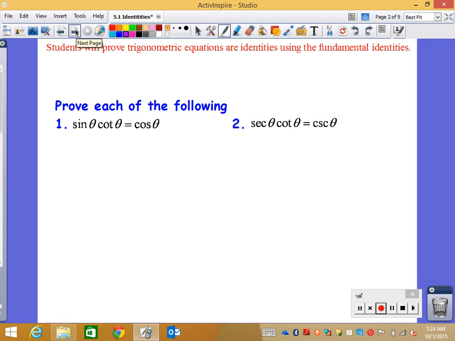We need to prove that sine theta times cotangent theta is equal to cosine theta. Remember, when we're proving identities, we draw a line down and we cannot touch this right-hand side. We can only mess with the left. Well, using my reciprocal identity, let's write cotangent as cosine over sine. Now remember, since we're multiplying, my sines cancel, and we're left with cosine theta, which is exactly my right-hand side. Put a smiley face, a box, whatever you want to do, just to tell yourself, hey, I'm done.